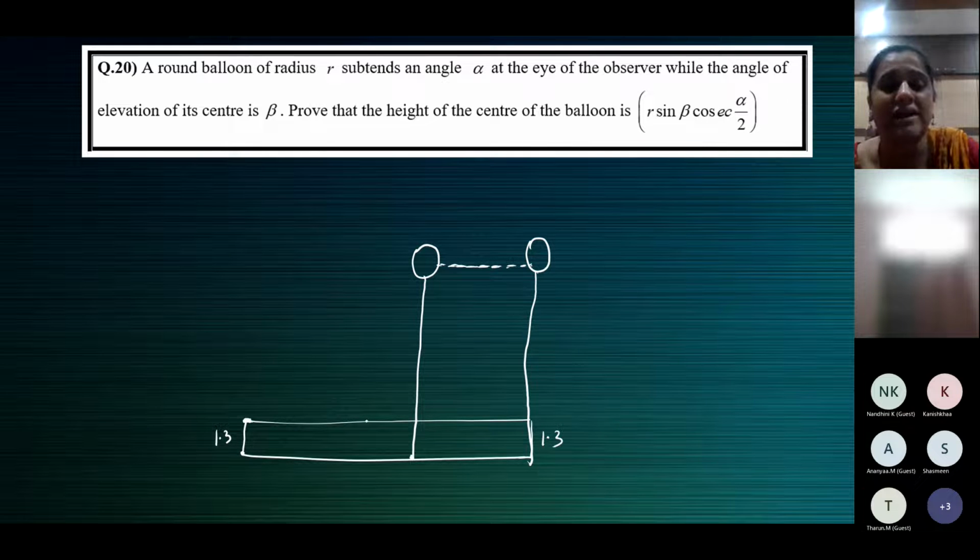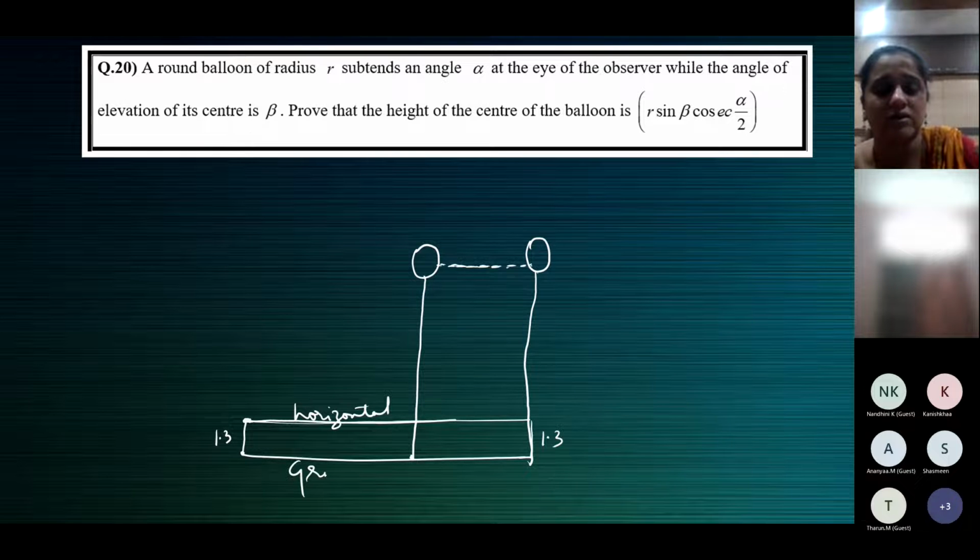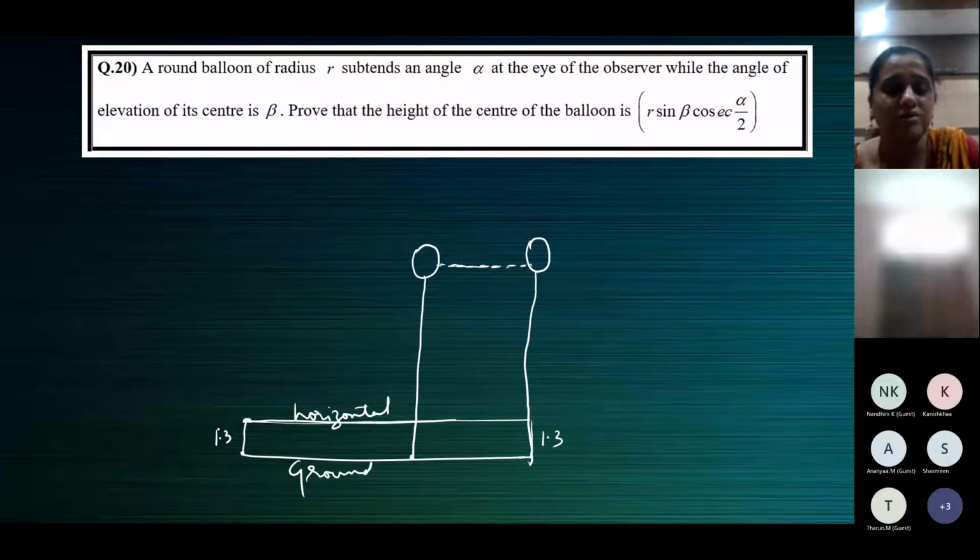The horizontal is the line drawn through the eye of the observer. Okay, so this is the horizontal. You don't have to write this, but I'm just telling you, this is the horizontal, this is the ground level. This is the boy, this is the eye of the observer, balloon at two different positions.